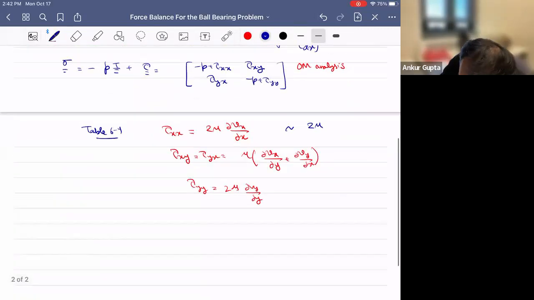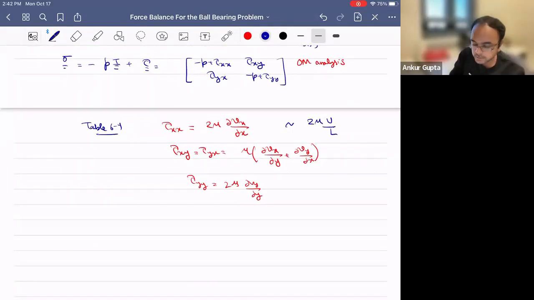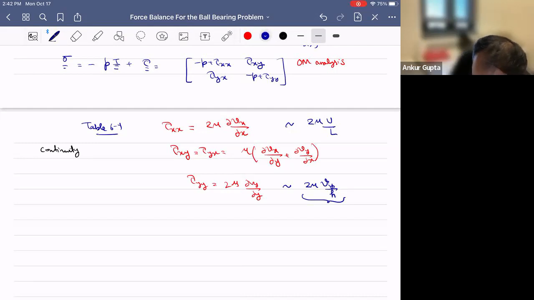So 2 mu u by L. Okay, and then tau yy is 2 mu vy by h. So this is my vy, which is the velocity in the y direction. Velocity in the x direction is simply u. But how do I think about the scale of this? Remember, we also have continuity. Continuity requires del vx by del x plus del vy by del y is equal to 0, which means that u by L is similar to vy by h.